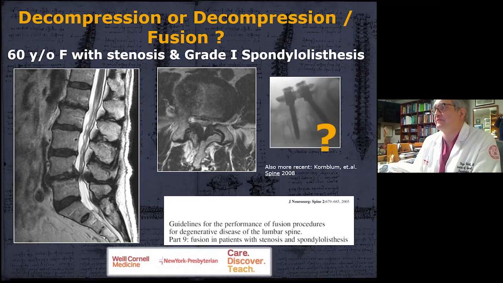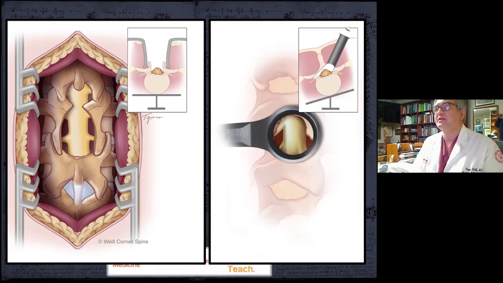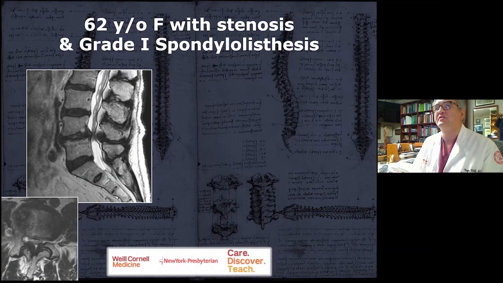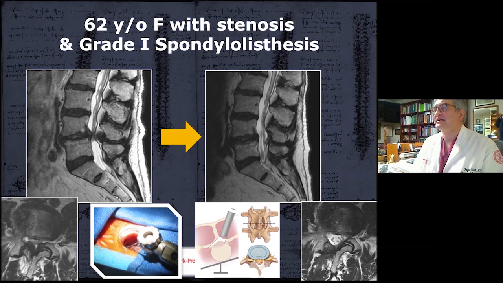And there's still controversy. Some of the guidelines that were published in the literature recommended a fusion for all of these patients if you do this with open surgery. Now we find with tubular surgery we can avoid a fusion because we leave all those ligaments and all those supportive structures intact. We undercut, we don't remove. So in this particular case, we also treated this patient very successfully with a tubular decompression, as you can see here.